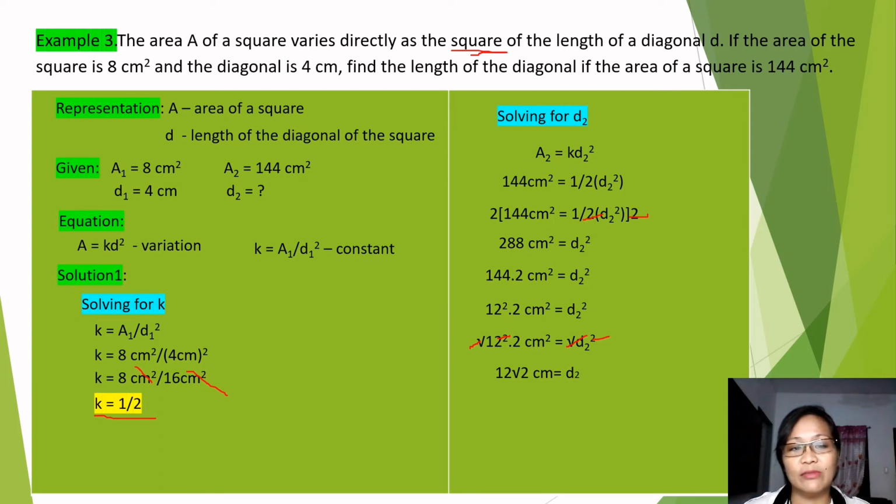And then, of course, yung 2 cancel din, kaya centimeter na lang siya. Bakit ang 2 nasa loob pa rin ng radical sign? Yes, because those that are not perfect squares will still remain inside the radical sign. Therefore, we have d sub 2 is equal to 12 square root of 2 centimeters. Okay, next.